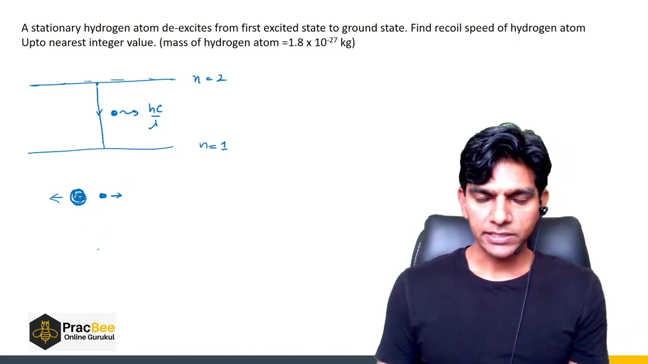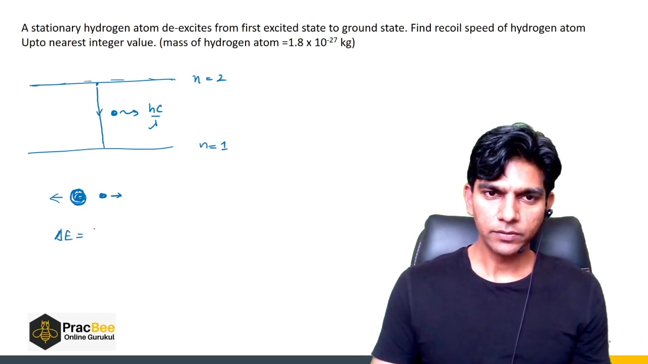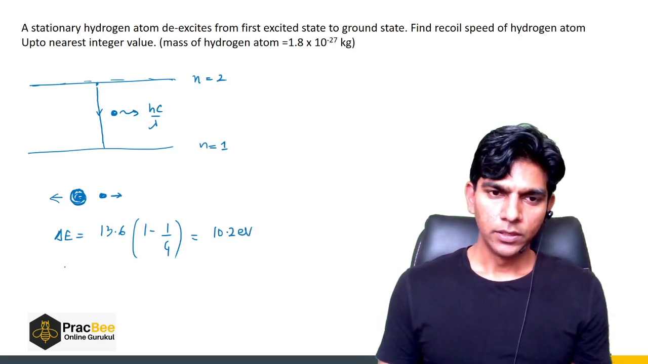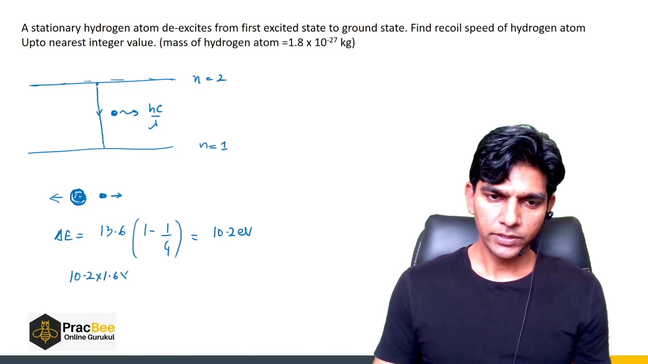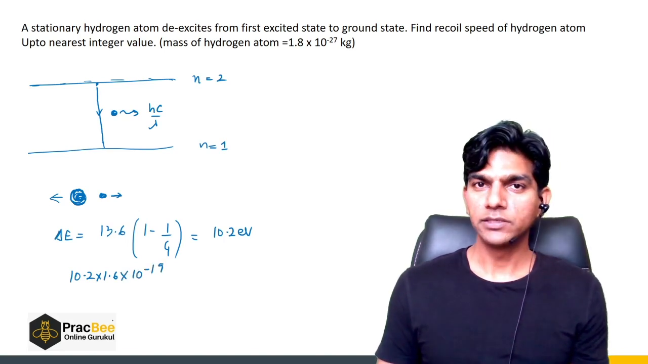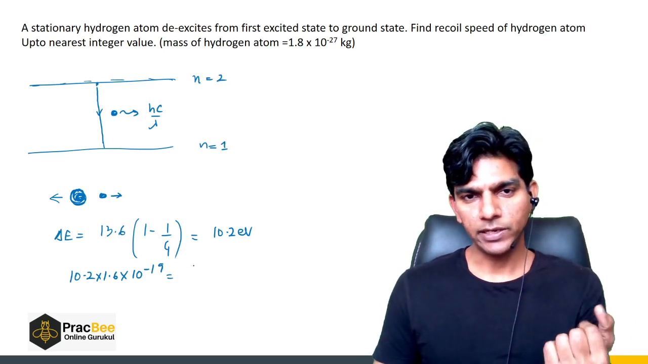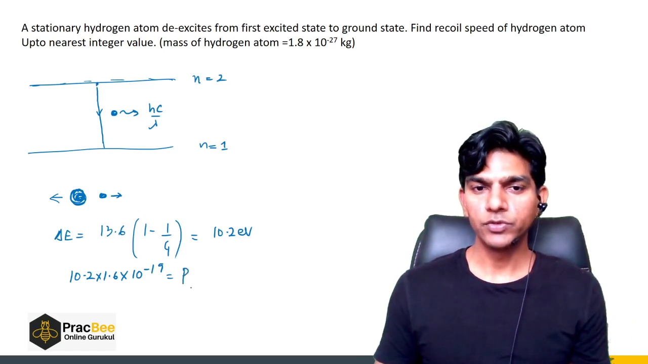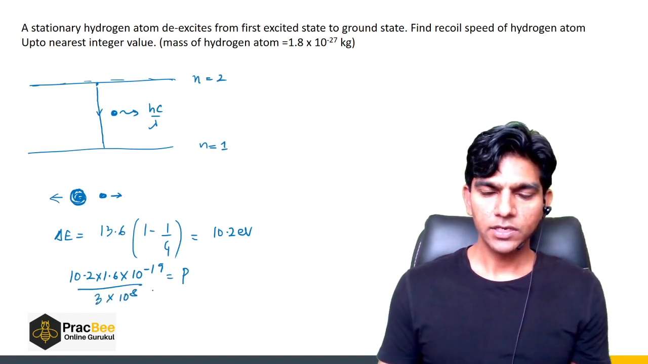Okay, right. So first let us calculate the lambda. So delta E, the energy of the photon, will be 13.6 times (1 minus 1 by 4). So this comes out to be 10.2 electron volt. And so 10.2 times 1.6 into 10 raised to minus 19, in joules, will be equal to hc by lambda, where h by lambda is the momentum of the photon. Divide this by c, so this comes out to be the momentum.